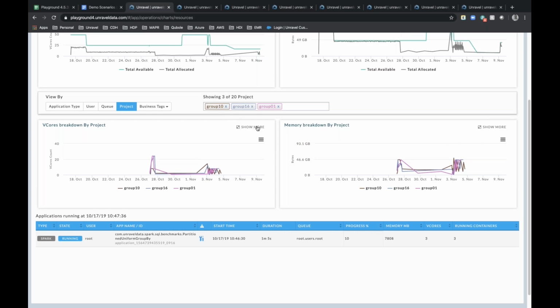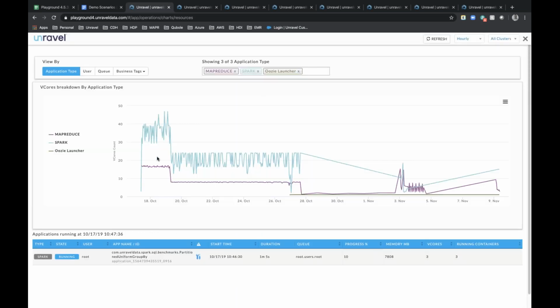and you want to understand, for a particular period of time, which jobs are taking the most resources from a CPU or memory standpoint. So you can drill down, and this is a demo environment, so we don't have a lot of applications running, but in most environments you might have hundreds or dozens of applications running.